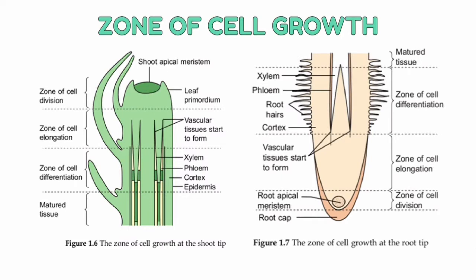The tips of shoots and roots can be divided into three zones of cell growth, which is the zone of cell division, the zone of cell elongation, and the zone of cell differentiation. The positions of each zone is different for the shoots and for the roots.